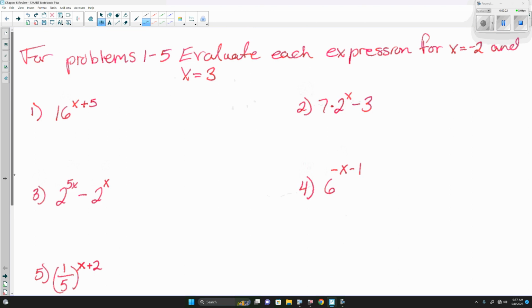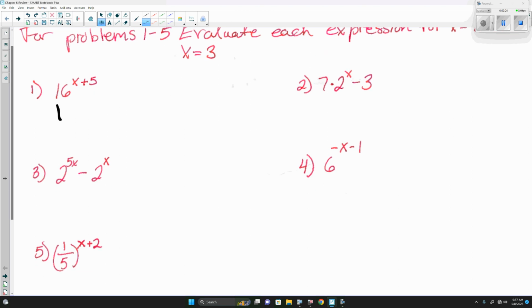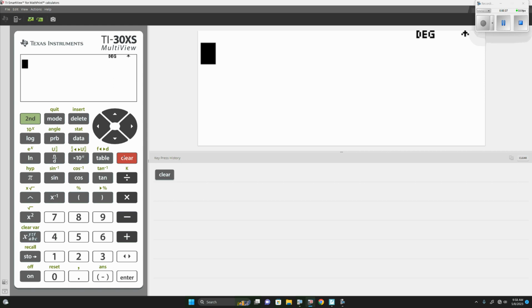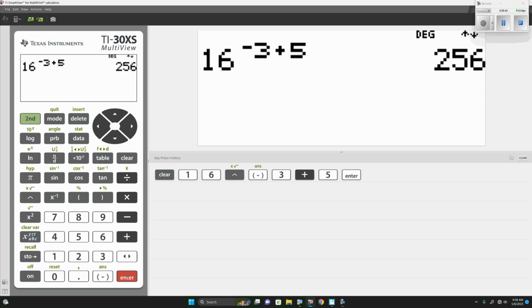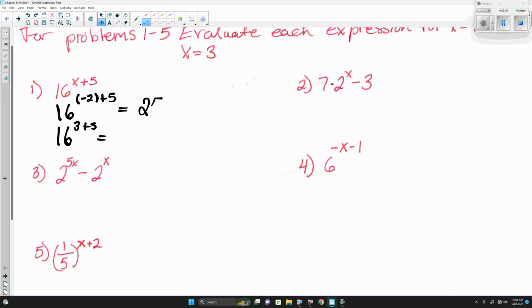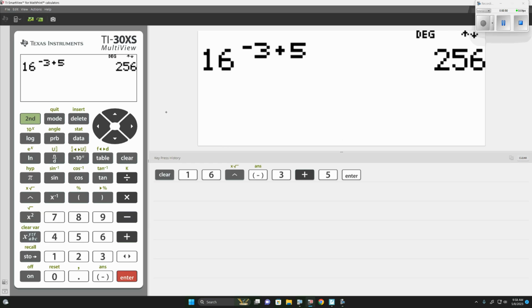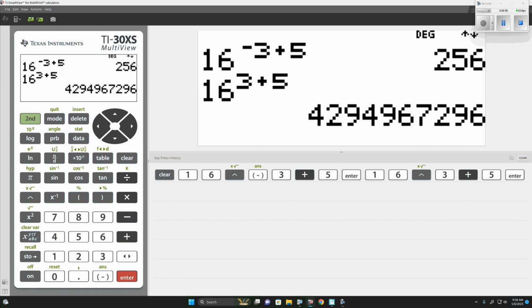So, evaluate each expression for -2 and 3. For 1, we do 16 to the -2 plus 5, and see what we get, as well as 16 to the 3 plus 5. So for the first one, we can type it in as 16 to the -2 plus 5 and get 256. Then we can also do 16 to the 3 plus 5, 429,496.